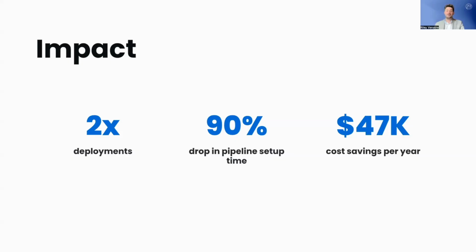Pipeline setup dropped by 90%, from 5 hours to 30 minutes. Developers could create pipelines themselves without involving DevOps. No more waiting to have DevOps configure Jenkins jobs, manage plugins, or set up build agents. Teams simply imported standardized templates into their repos and got started immediately. What used to require DevOps tickets and multiple back and forth conversations now happens in minutes.